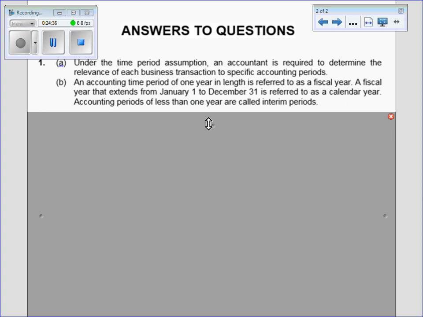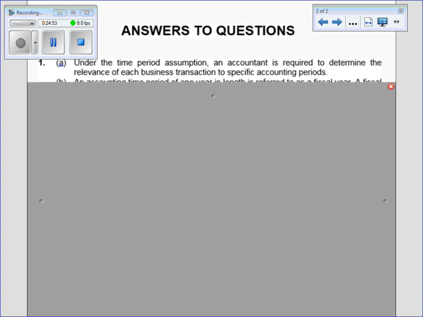All right, I'll do these with you since this is fairly new and very vocab heavy. Question 1, I'm on page 133. A, how does time period assumption affect an accountant's analysis of business transactions? Basically, what's going on in that accounting period?